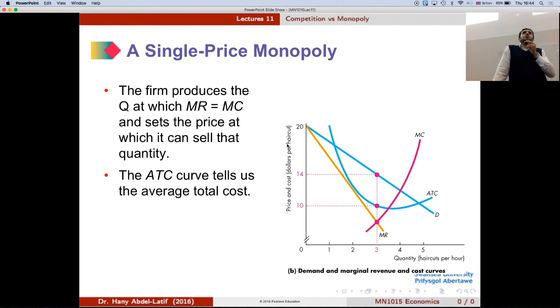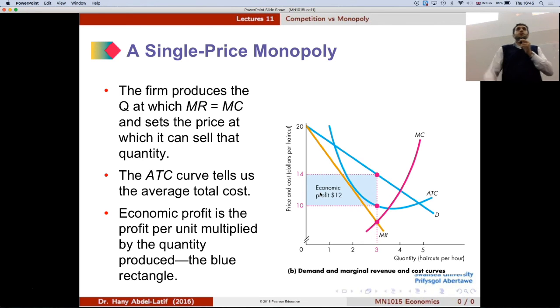What about the economic profit here? This is how much revenue they have: 3 sold for 14 each, so all this area is the revenue. What about the cost? For these 3, go to the average total cost. That is the cost. The difference between these two is how much profit they make. So this shaded area here is the economic profit, and it's $12.